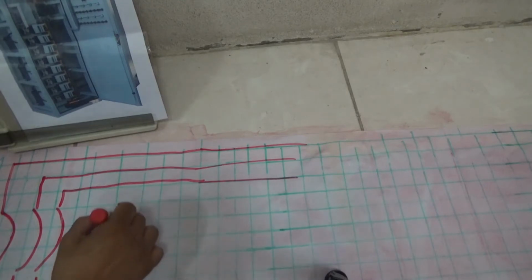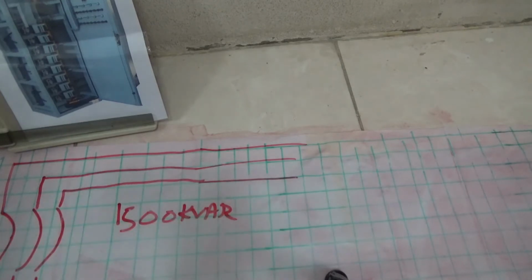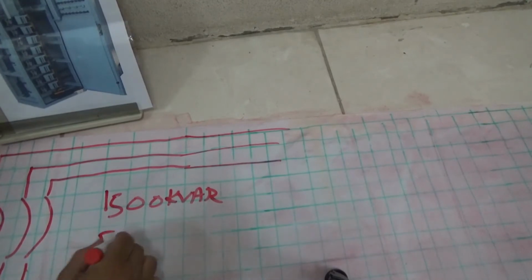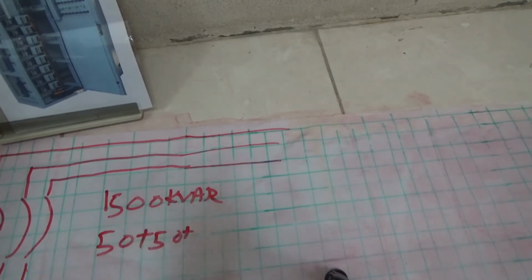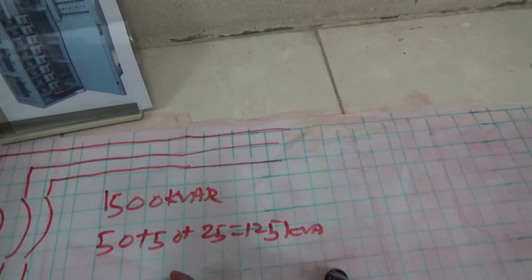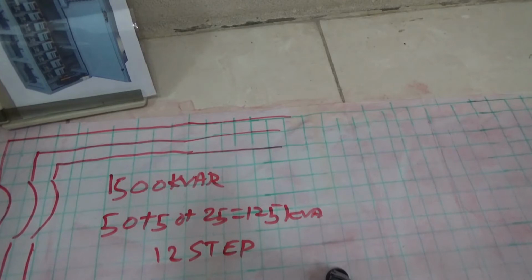Now we will consider a 1500 kVAR system. It will be done in different stages. Each stage will have 50 plus 50 plus 25, which is equal to 125 kVAR. Like this there will be 12 steps. So depending on the requirement, the controller will get the signal from the system, and accordingly the contactors will be switched on or switched off.